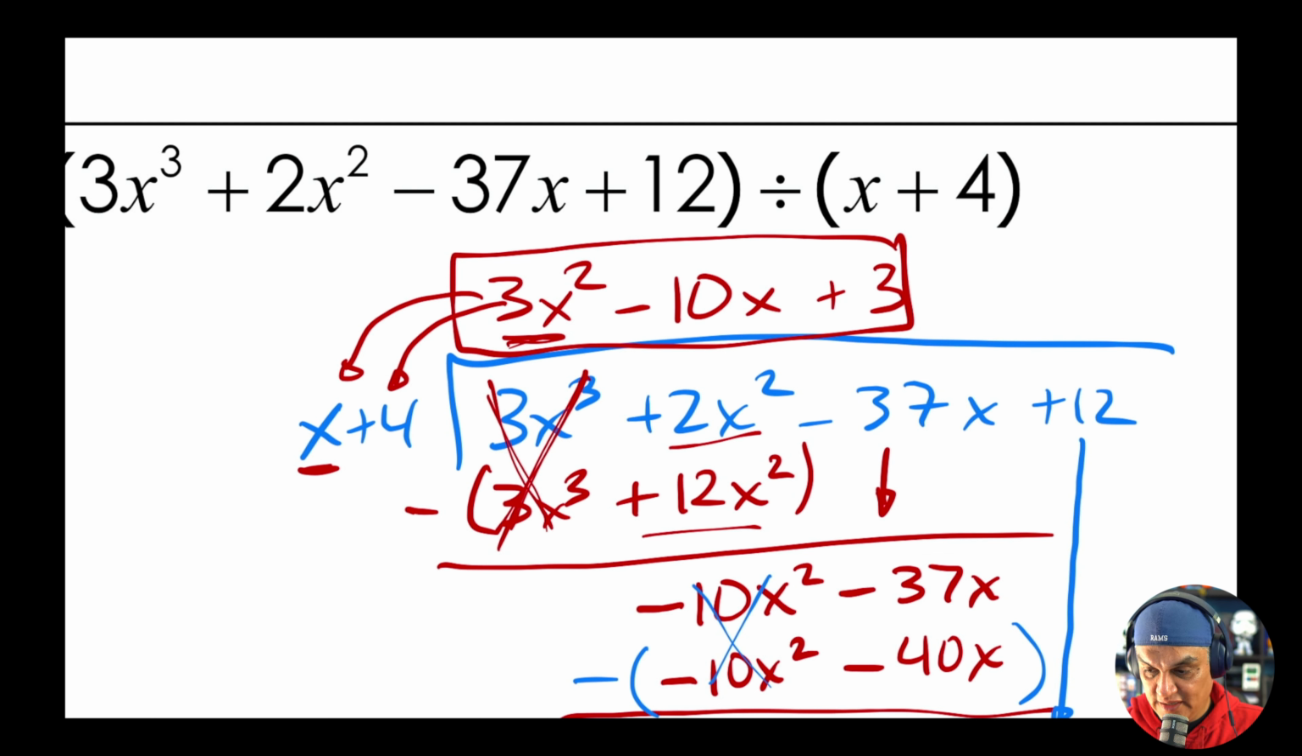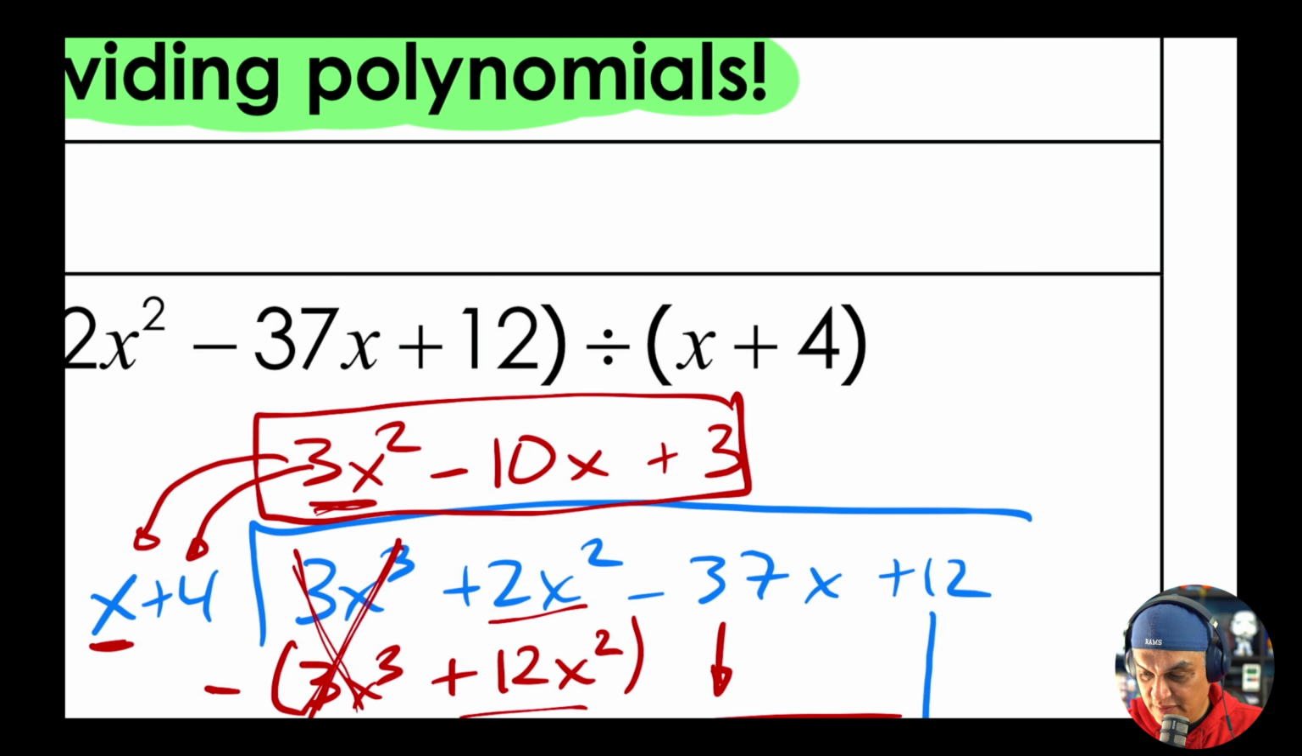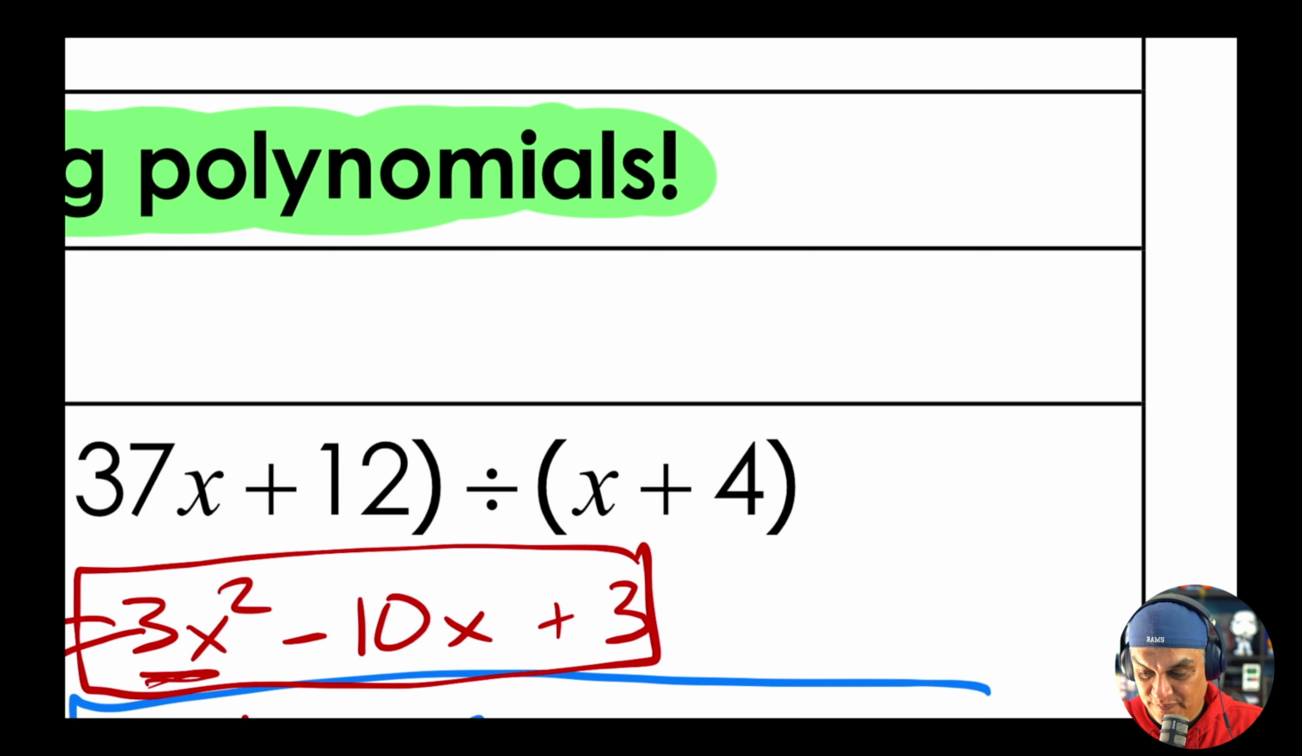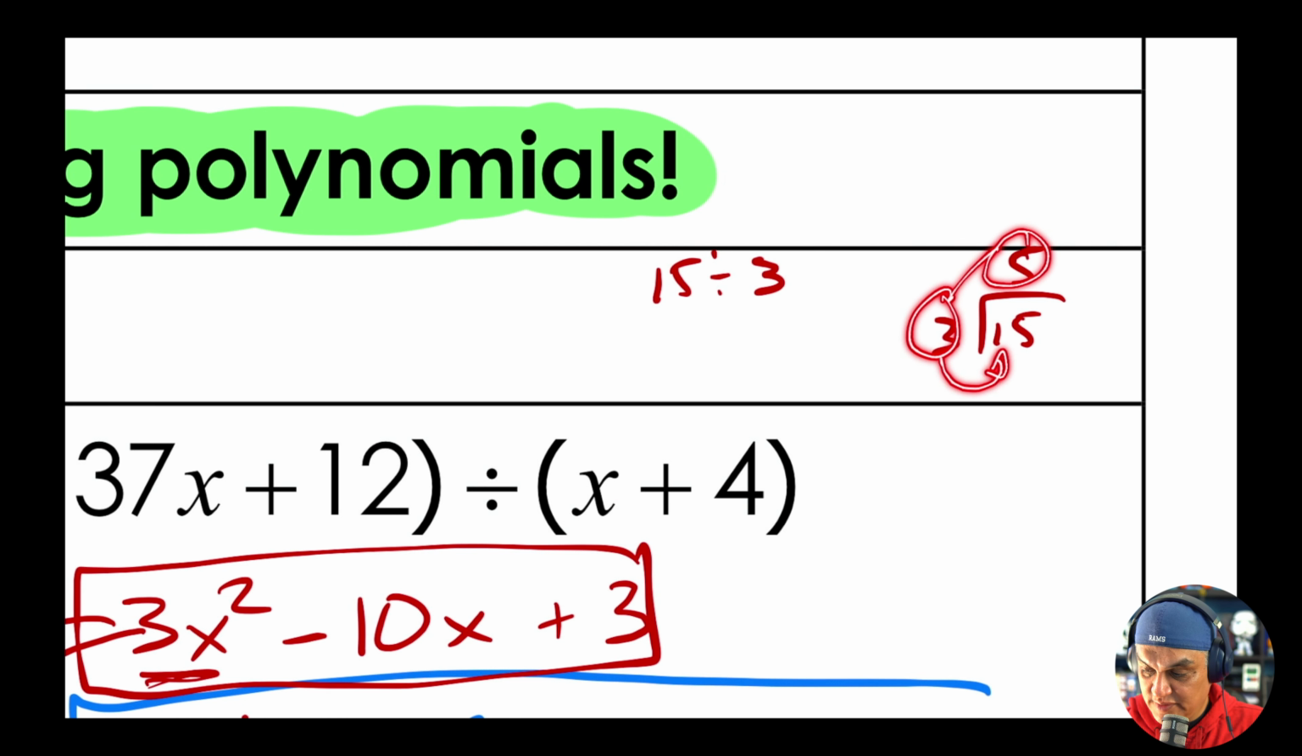And then again, once you get your answer, that means this times this gives me that. If you don't understand that, if you're saying, Mister, I'm confused, okay, let's think about one problem. What's 15 divided by 3? 15 divided by 3 is 5, right? And so that means this times this gives me the inside. 5 times 3 is 15. That's how division works, right?